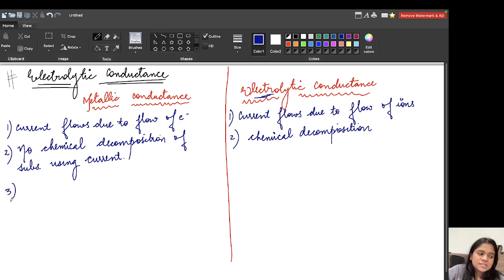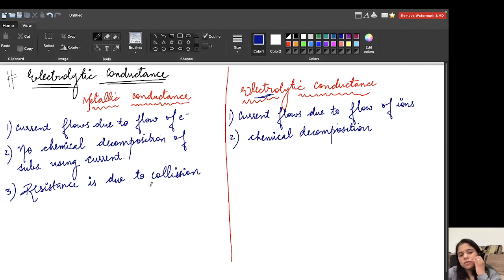The third point is the resistance. Resistance means hindrance to the current, right? In metals, the resistance is due to collision of kernels. What is a kernel? That positive part. So resistance is basically due to the collision of your kernels here. And here you'll have a lot of resistance due to interactions. Interactions between whom? Let us study.